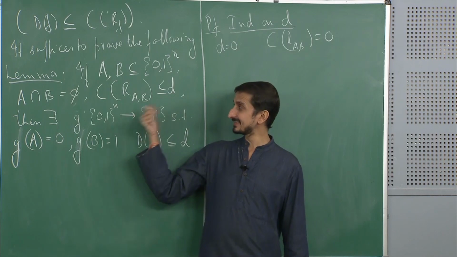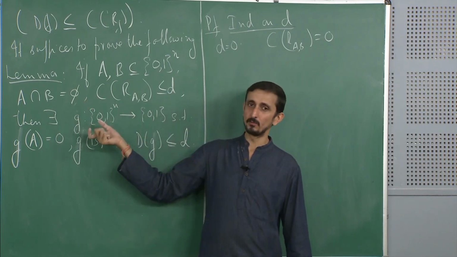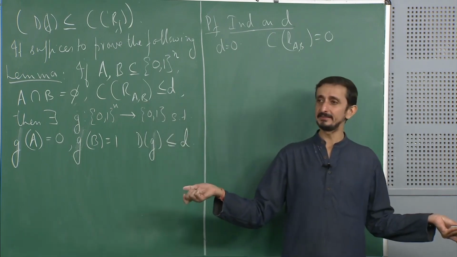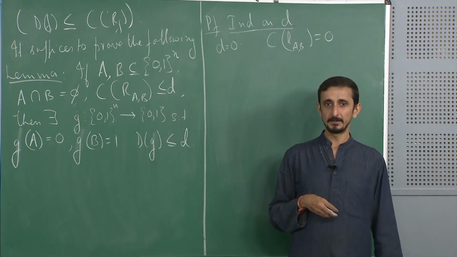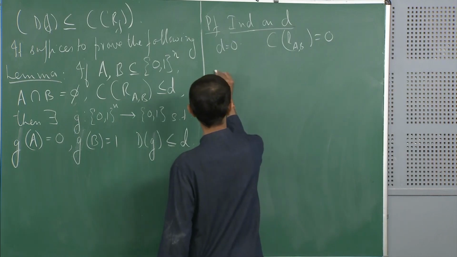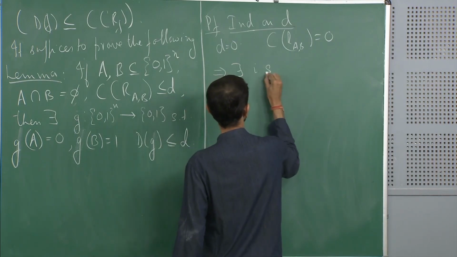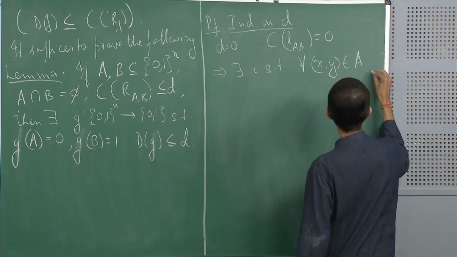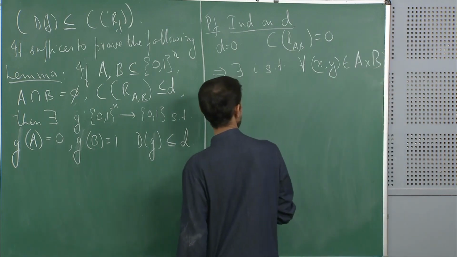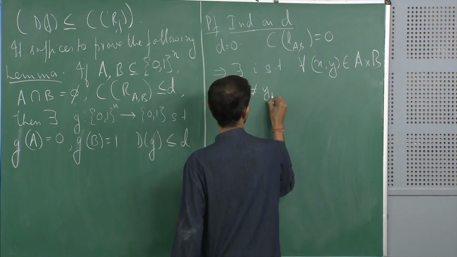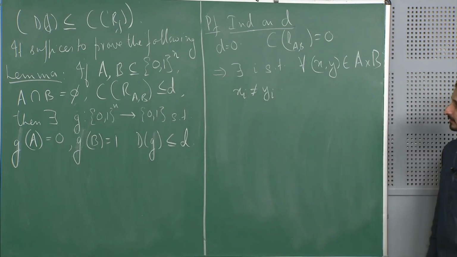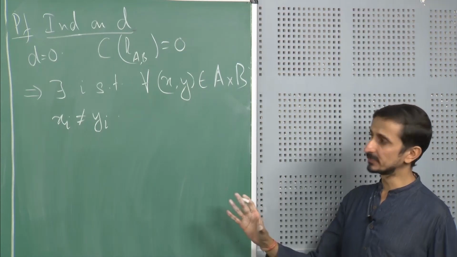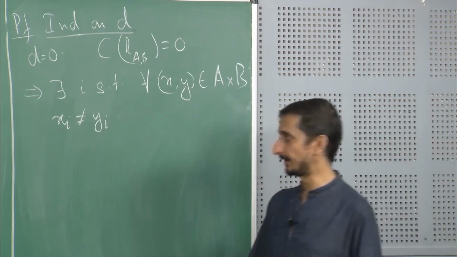Exactly. So there exists an index i such that for every pair x comma y, x and y must differ on that particular index. So Alice and Bob, without actually communicating anything, would just say i is the index. So there exists i such that for all x y belonging to A cross B, xi and yi differ. Which means that no matter what x Alice has and what y Bob has, they would just output i. They don't need to communicate anything.